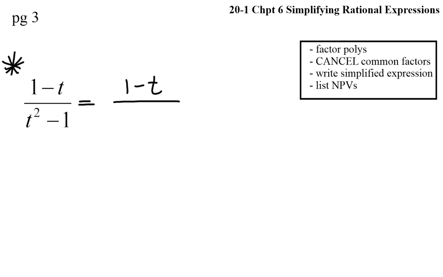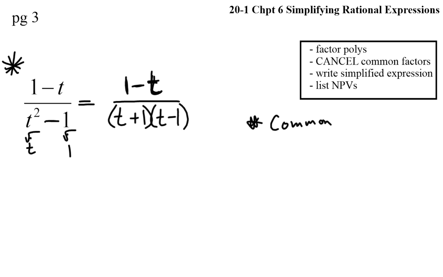Denominator, t squared minus 1. Two terms being subtracted. Square root is a t, square root is a 1. So we can end up with t plus 1 times t minus 1. Now 1 minus t is a binomial. It's a factor all by itself. The problem is we have almost common factors, but not quite.